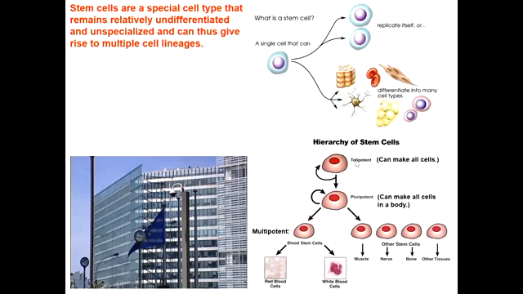The reason I emphasize these prefixes and suffixes is that if you know what they mean, you'll remember the actual definition without having to memorize word by word. Because, for example, here, potent, potent, potent. The only thing that's changing is toti, pluri, and multi. So a totipotent stem cell can make all cells. The only cell in you that can do that is the very first cell to form, the zygote. It can make all cells. That's the only cell in you that can do that.